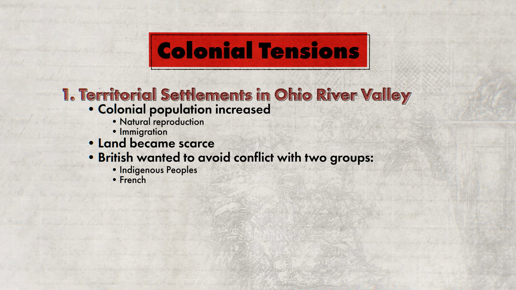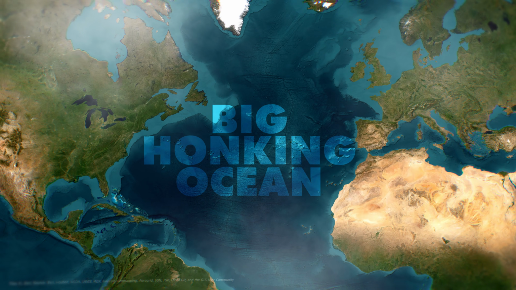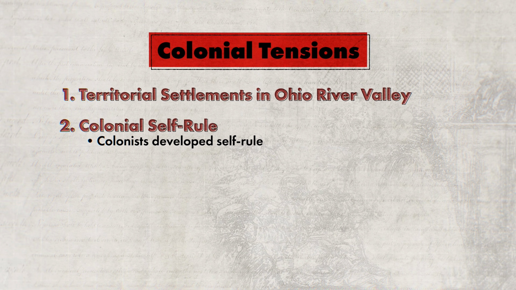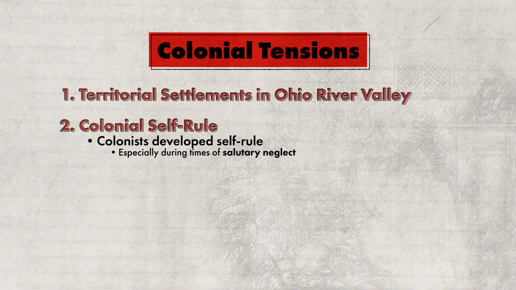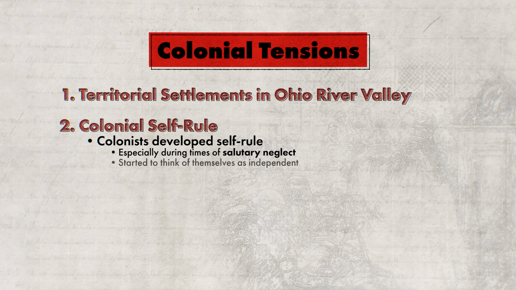And that, not surprisingly, led colonists to get real grumpy about their lot in life. Okay, now the second category of disagreement was regarding colonial self-rule. Now remember from previous videos that because of the big honking ocean that separated the colonies from the imperial mainland, the colonists developed their own ways to rule themselves and had gotten kind of used to making a lot of their own decisions. And especially during periods of salutary neglect when Britain was distracted elsewhere with more pressing issues, the colonists could start to think that they were sort of independent.